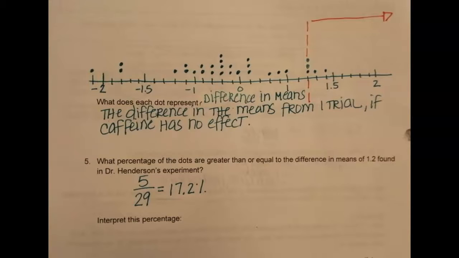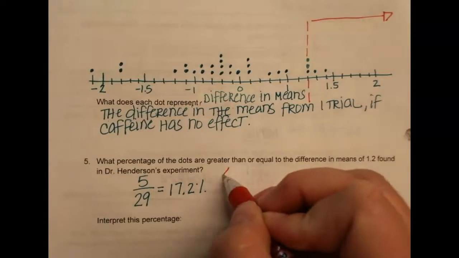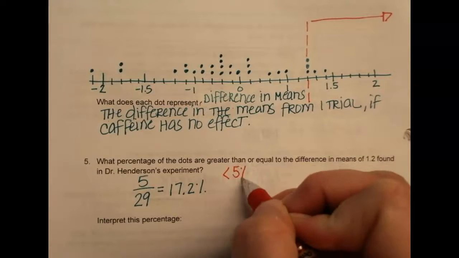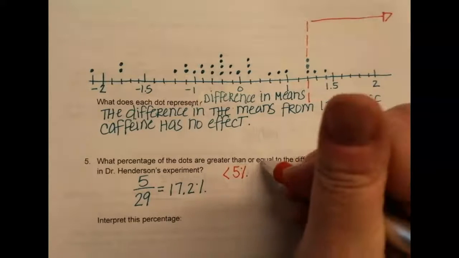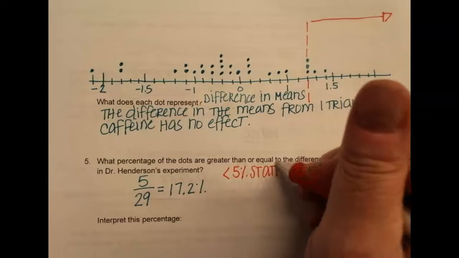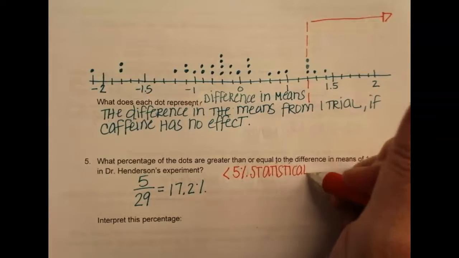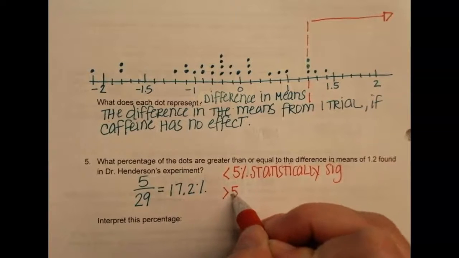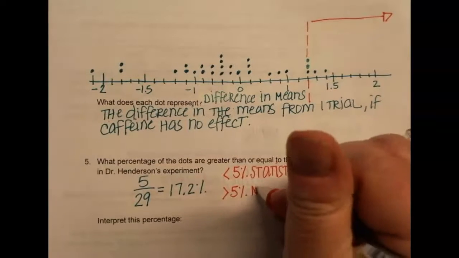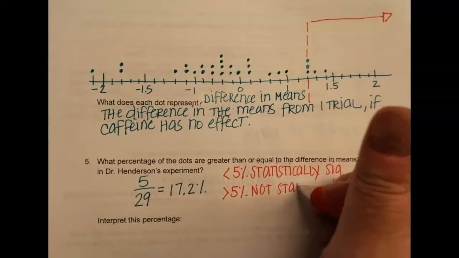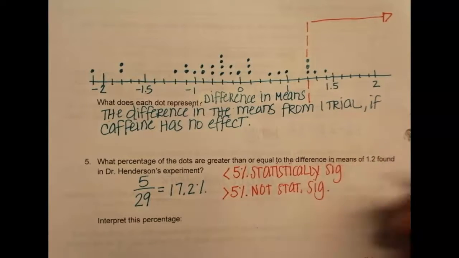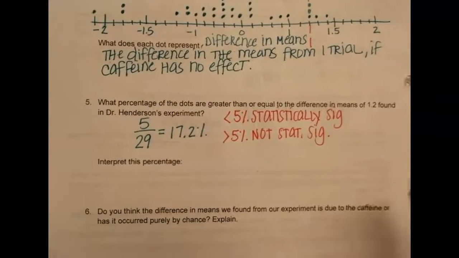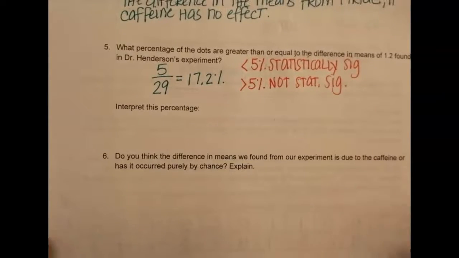17.2% is a very large number. Do you remember the magic number that determines whether something is statistically significant or not? If we think back, if this number had been less than 5%, this would have been considered statistically significant. But if it's greater than 5%, it's not all that unusual. So it's not statistically significant. All right, with that in mind, let's interpret.